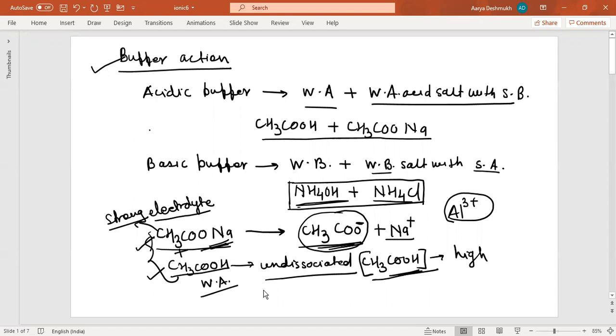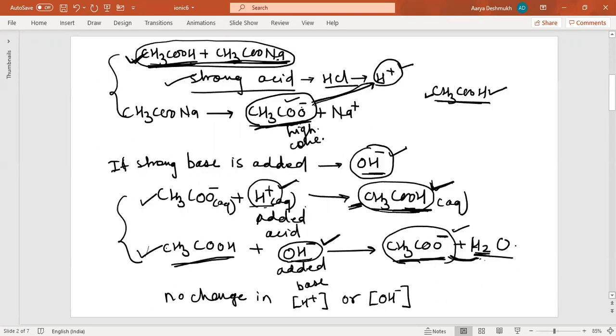Now, if strong acid is added to this solution, we'll proceed further. If strong acid is added to this, H plus ions will be consumed by the conjugate base CH3COO minus, which is present in large concentration.